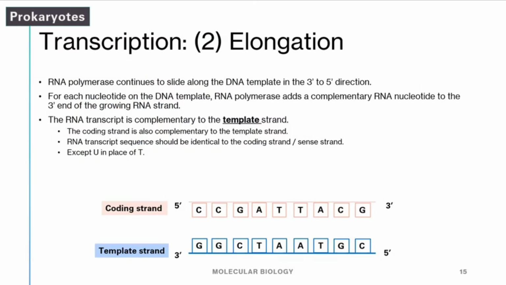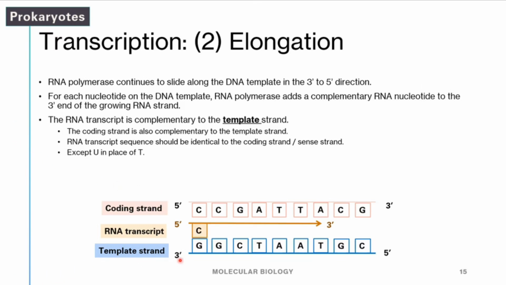The RNA polymerase will glide along the DNA template in the 3' to 5' direction, and for each of the new nucleotides on the DNA strand that the RNA polymerase reads, you will add a complementary RNA nucleotide to the 3' end of the growing RNA strand. The RNA transcript that is generated is going to be complementary to the template strand that we're using.